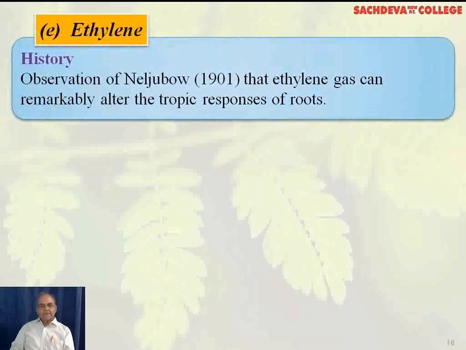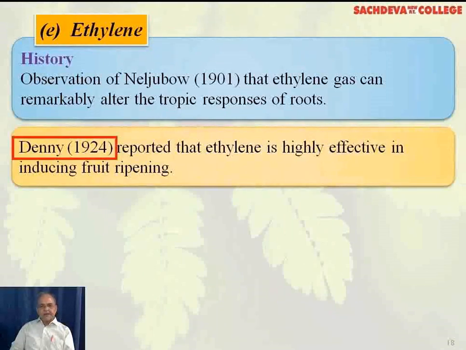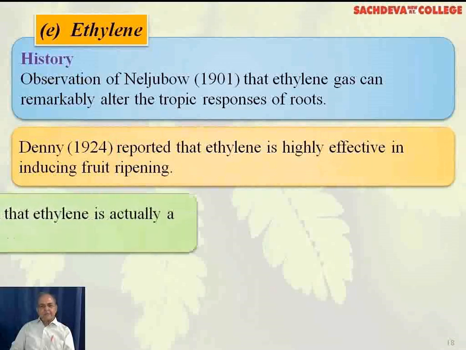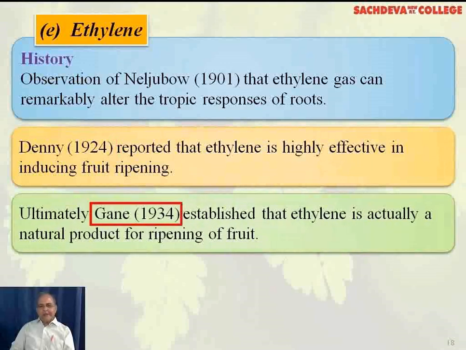Ethylene. History. Observation of Neljubow, 1901, that ethylene gas can remarkably alter the tropic responses of seedlings. Denny, 1924, reported that ethylene is highly effective in inducing fruit ripening. Ultimately, Gane in 1934 established that ethylene is actually a natural product for ripening of fruits.